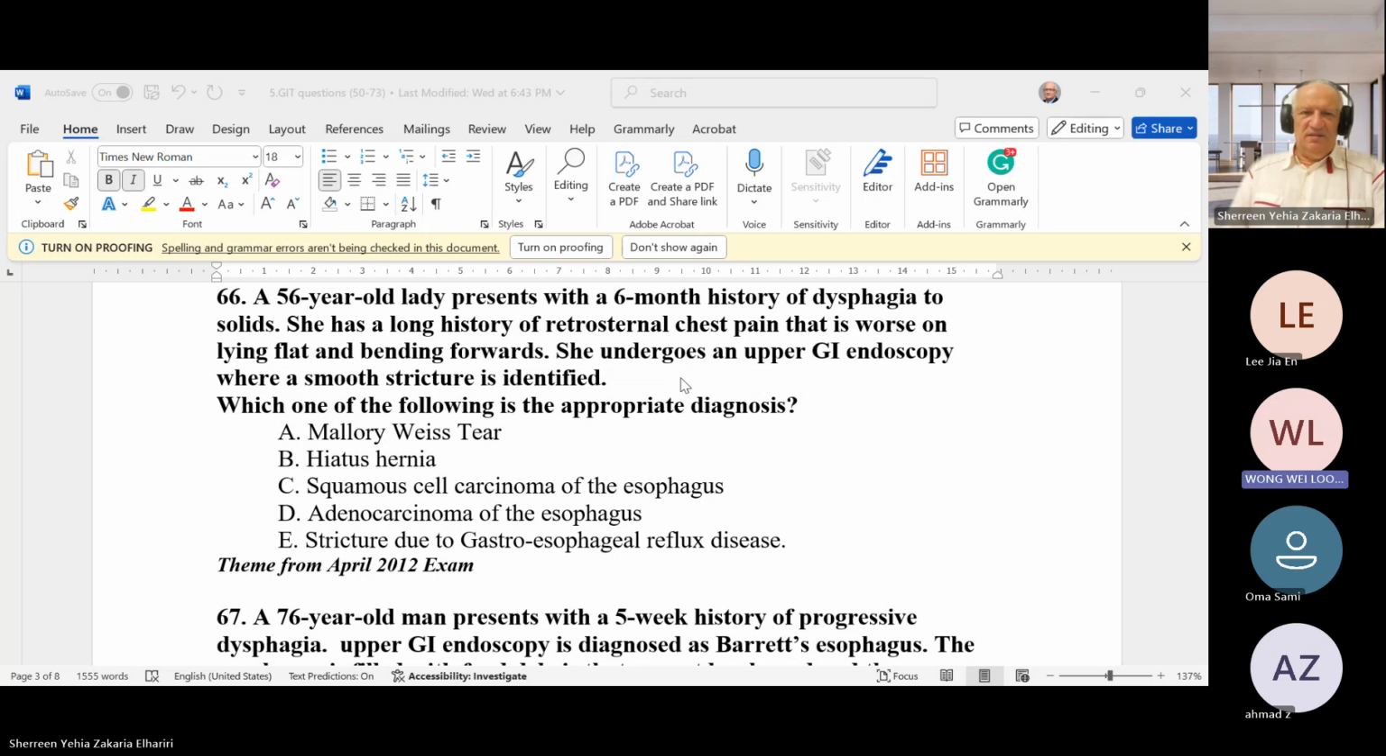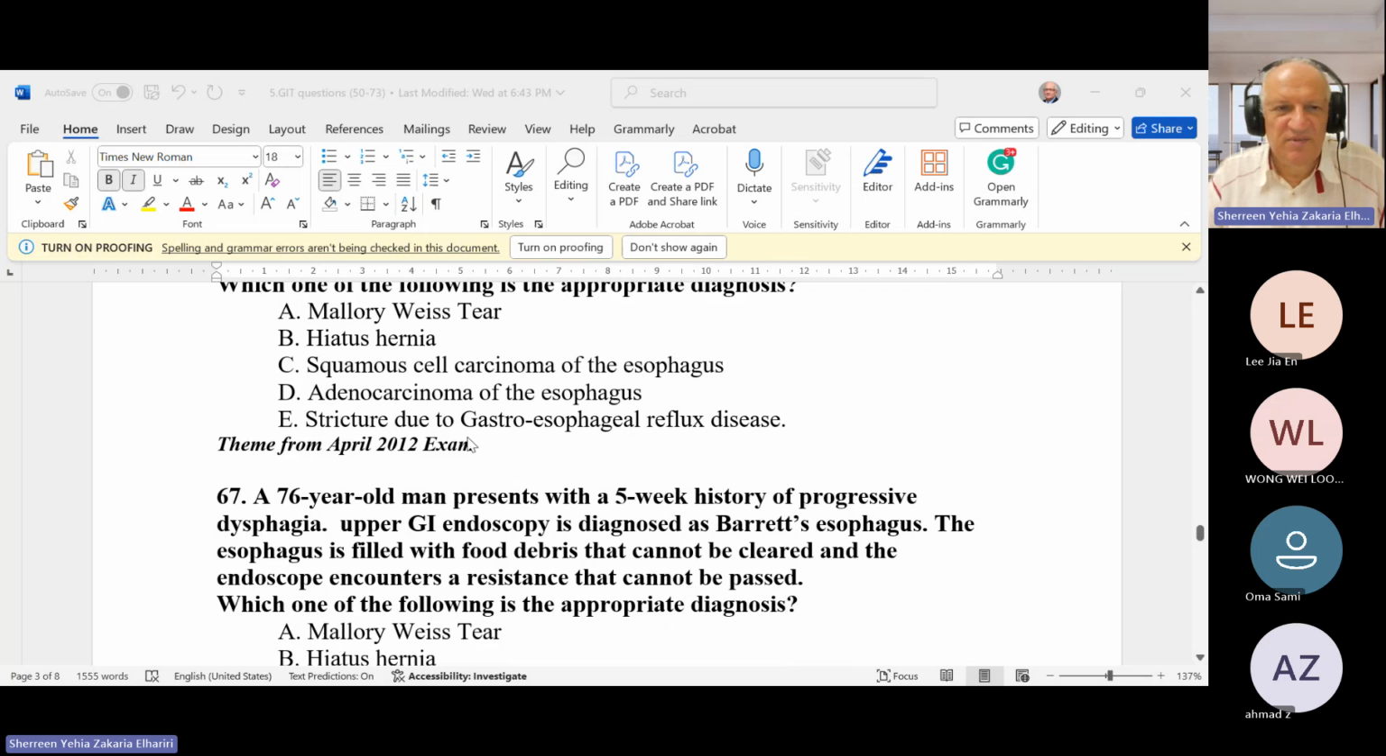Stricture due to gastroesophageal reflux disease, GERD. Yes, because we don't mention loss of weight, we don't mention lymph nodes, we don't mention anything like this. So it is just a stricture due to reflux, due to gastroesophageal reflux disease. Of course, she needs treatment. We can give her omeprazole, or we can do a laparoscopic Nissen fundoplication. So it is just treatment of reflux.